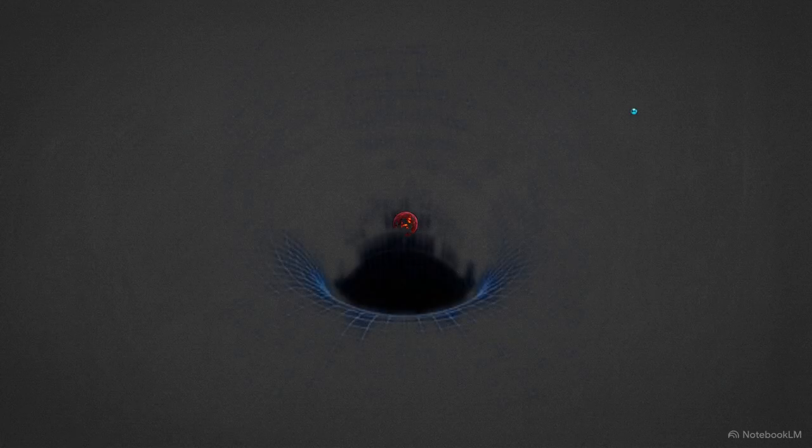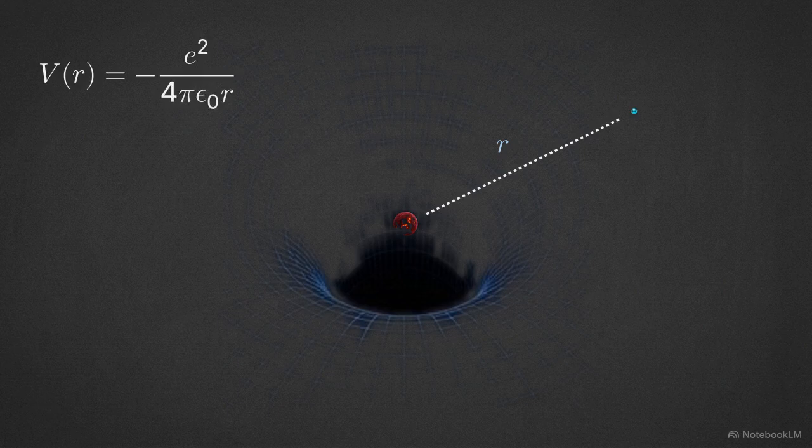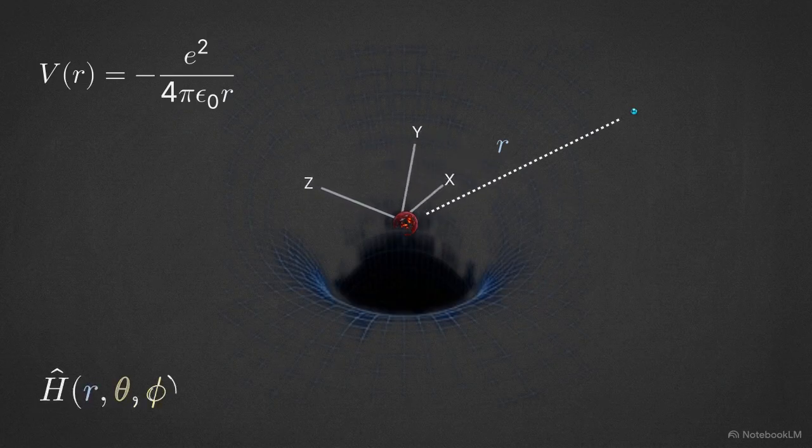The attractive force between a proton and an electron is described by the Coulomb potential. This function depends on r, the radial distance between the particles, and ignores angular direction. Because force depends only on distance, the space is isotropic. We can freely rotate the coordinate axes, and the potential remains unchanged. Thus, the system possesses a symmetry.